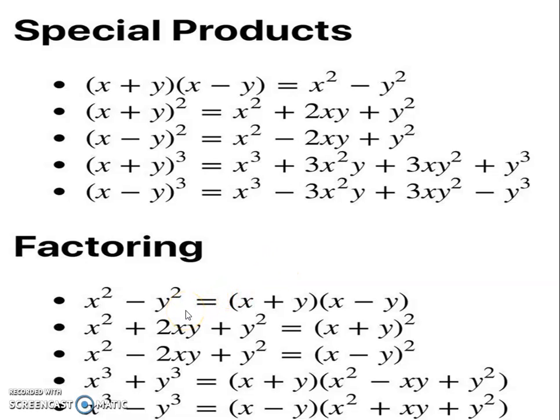Factoring in a reverse way, we must understand this format. If you know this format, you reversely know the factoring. How? x square minus y square gives the factors x plus y into x minus y. x square plus 2xy plus y square gives the factor x plus y bracket square. x square minus 2xy plus y square is equal to x minus y bracket square. x cube plus y cube gives x plus y, x square minus xy plus y square. x cube minus y cube gives x minus y, x square plus xy plus y square.